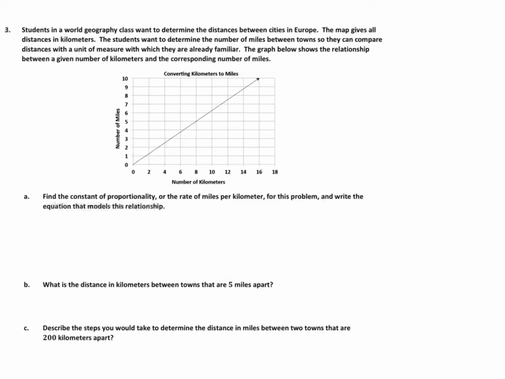The graph below shows the relationship between a given number of kilometers and the corresponding number of miles. Find the constant of proportionality, or the rate of miles per kilometer, for this problem and write the equation that models this relationship. When we are looking for a specific point on the graph, we want to find points that go in the corner of one of these boxes.